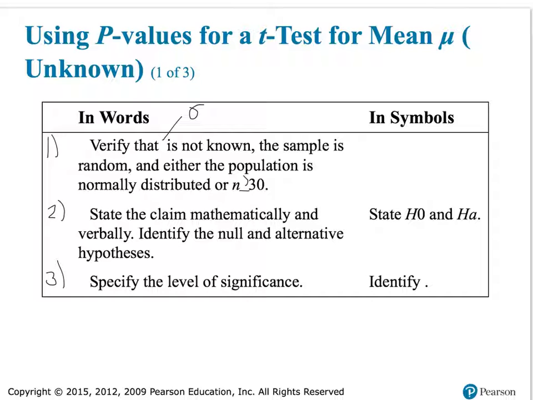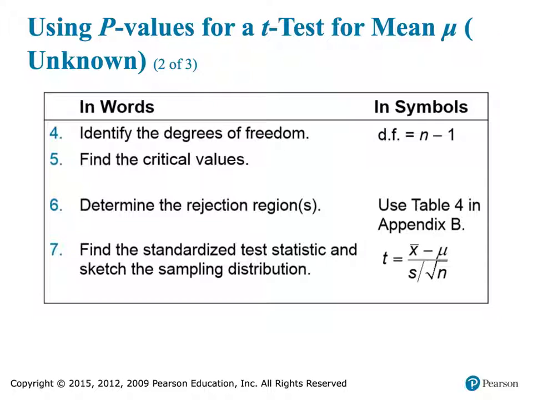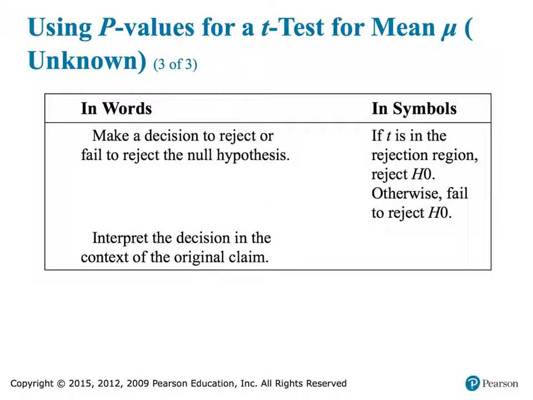Third, specify the level of significance that's given in the stem of the problem, and that would be our alpha. Fourth, identify the degrees of freedom, which is one less than the sample size. Fifth, find the critical values, and then the rejection regions will be out beyond them. That's six. Seven, calculate our standardized test statistic using the formula given.